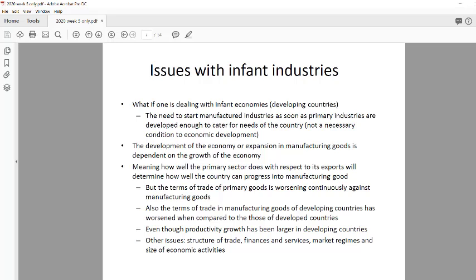And this is even though productivity has been quite good in developing countries. I don't know when this paper was written, but this is probably 2010 or earlier, so I'm not sure how the growth has been over the last 10 years. And the other problems that Africa faces, that we will see later when we do regional economic integration, are that the structure of trade, finances and services, the market regimes, and the size of economies have been not so great for developing countries. So those are some of the issues that they face.